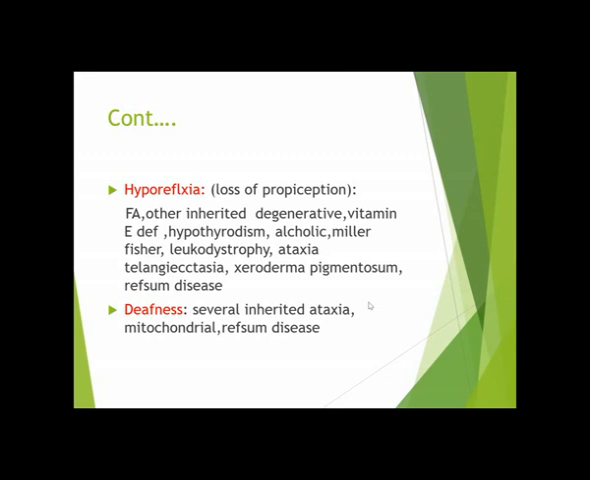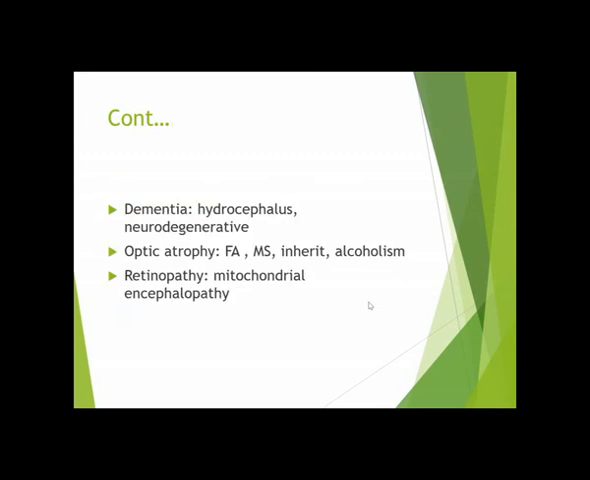Optic atrophy, if present, you should think about Friedreich's, multiple sclerosis, inherited causes, and alcoholism. If there is retinopathy present, think about mitochondrial encephalopathy. Now the systemic manifestations which give you a clue about the underlying cause: hair loss, hypothyroidism. Skin telangiectasias in the nose, earlobes, and conjunctiva, think about ataxia telangiectasia.